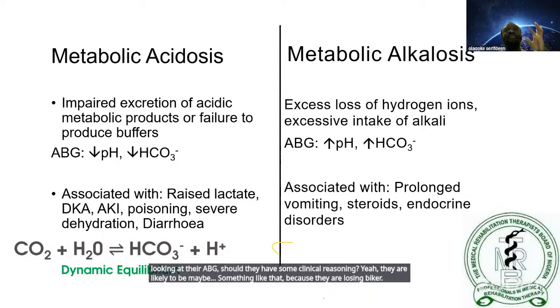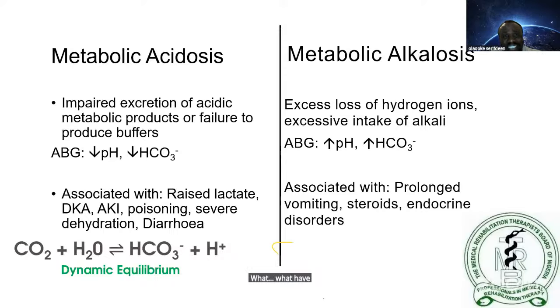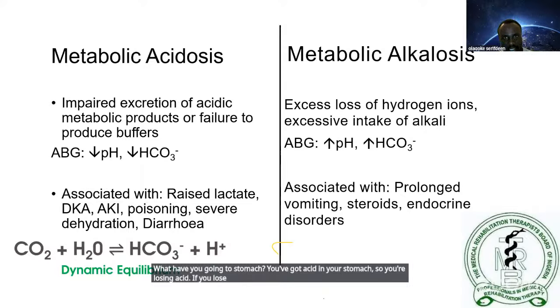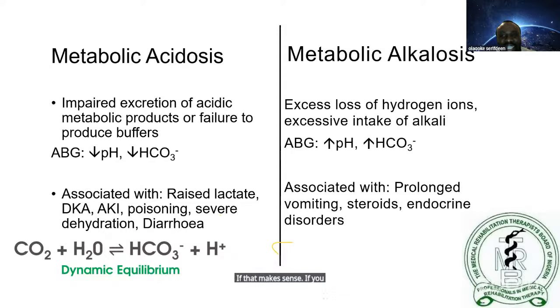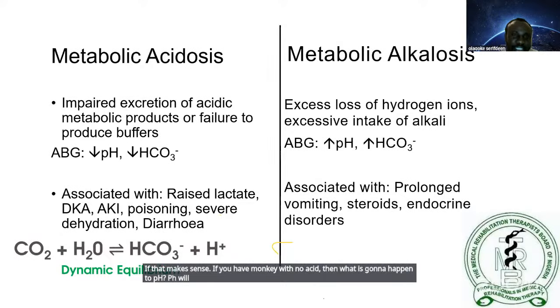If that makes sense. If somebody is throwing up, what is that? You are vomiting. When you vomit, what content are you losing? You are losing the content in your stomach. What have you got in your stomach? You've got acid in your stomach. So you are losing acid. If you lose acid, what are you going to have left? You're going to have bicarb with no acid. If you have bicarb with no acid, what is going to happen to pH? pH will go up.